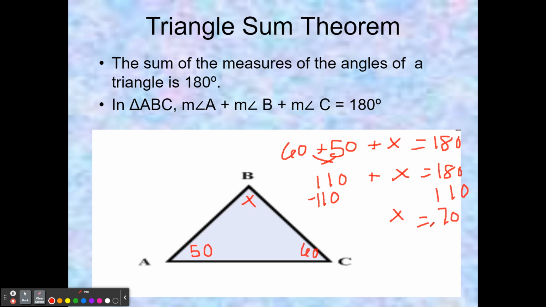So I just found out that this angle right here is 70 degrees. That's all we have to do. I give you the angles, and you have to find the missing one by continuing what I just did there.